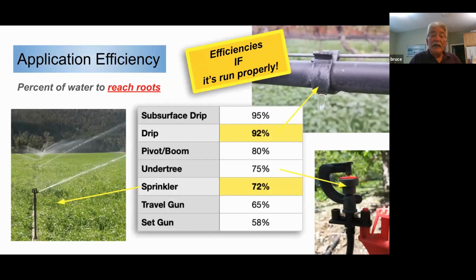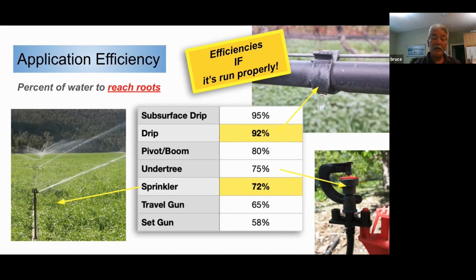So just to review again, application efficiencies, if the system is being run correctly, and that's a caveat, if it's being run correctly. And this is the percent of the water that's reaching the roots. Well, subsurface drip irrigation has the highest percentage at 95% versus above ground drip at 92%. Why the difference? Well, obviously with subsurface, you're not going to have the evapotranspiration rate you would have above, and the water will more efficiently move through your soils below.